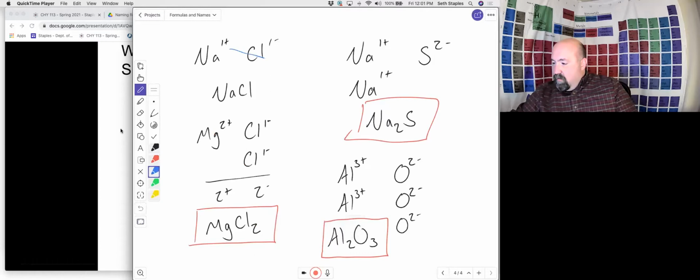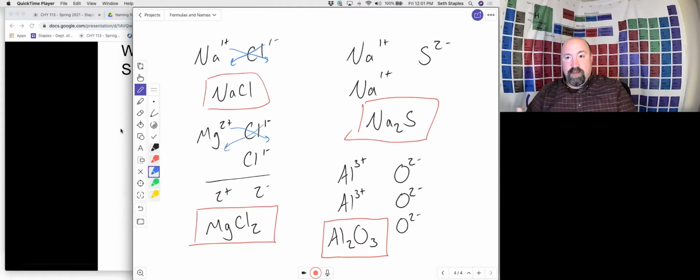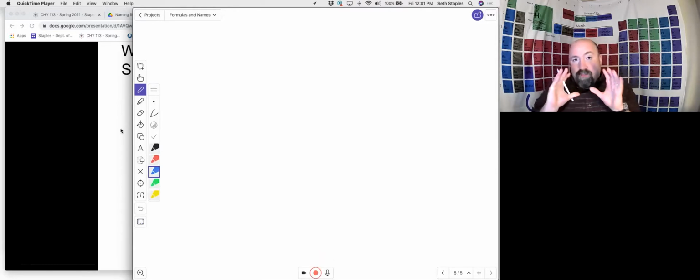Sure enough, Na and Cl, 1 and 1. For MgCl2, our 2 from magnesium became our subscript 2 for our chlorine. Our 1 for chlorine became our subscript 1 for magnesium, and so forth. It worked here. It worked here. Our 3 from aluminum became our subscript for oxygen. Our 2 for oxygen became a subscript for aluminum, Al2O3. And so this crossover rule will always work.